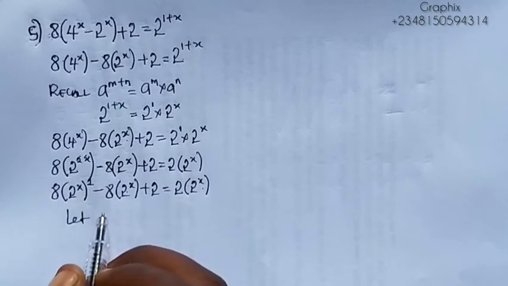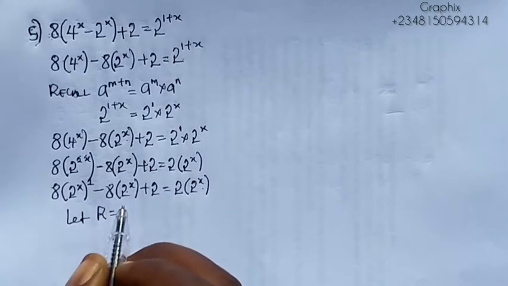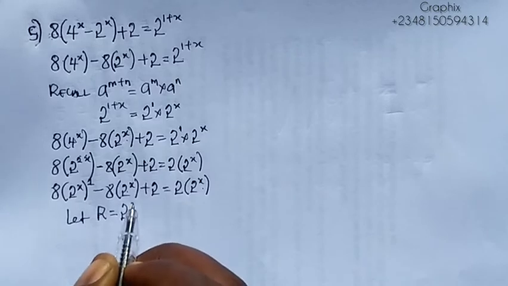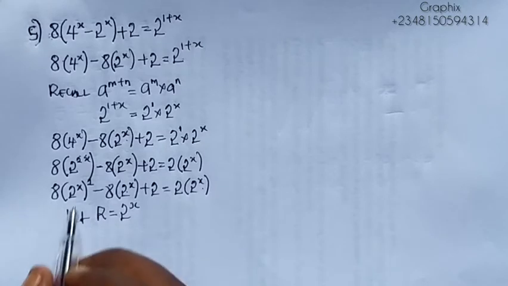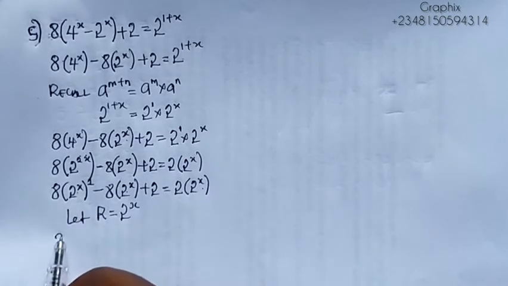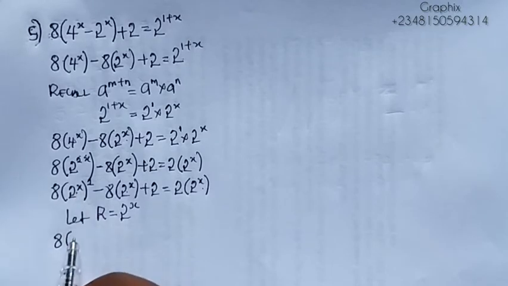I can say let r be equals to what? 2 to the power of what? x. Anywhere I see r, I place that guy here. So from here, anywhere I see this, I'll be having r. So instead of writing this, which is 2 to the power of x, I'll be having what? r.